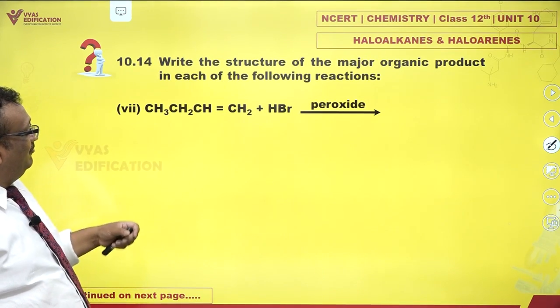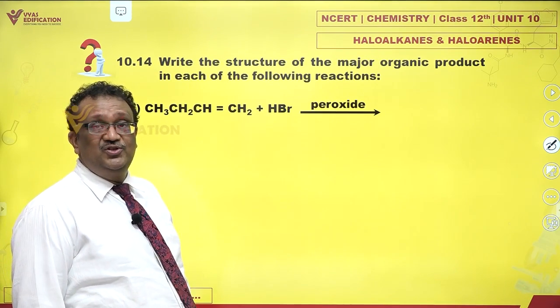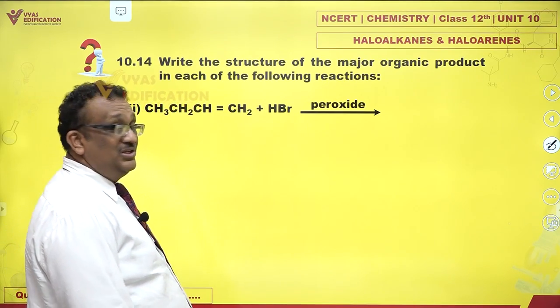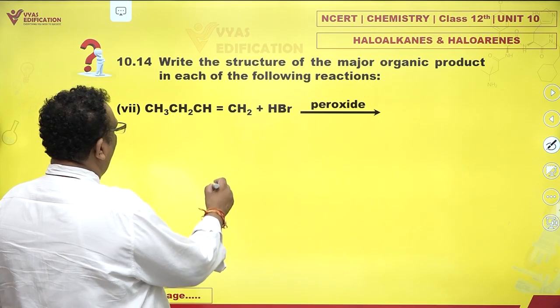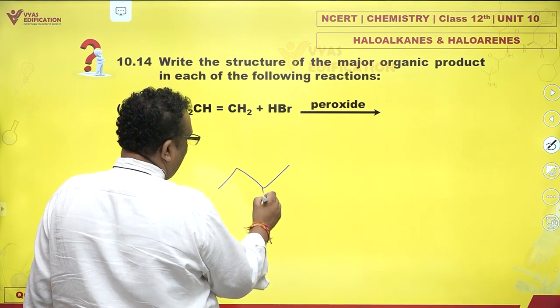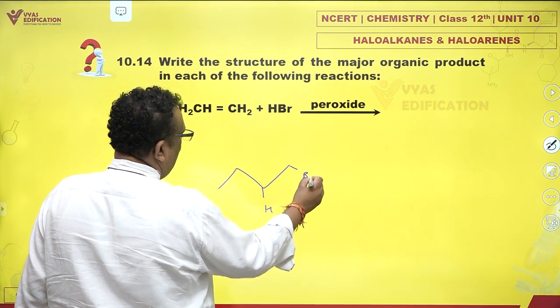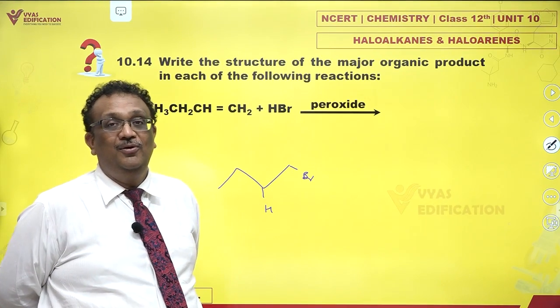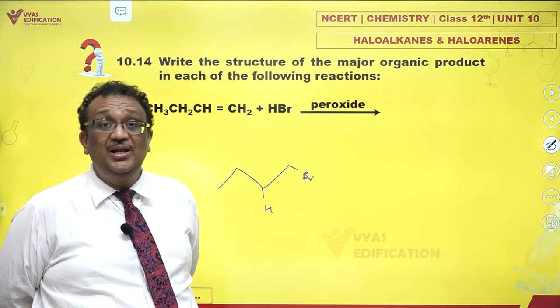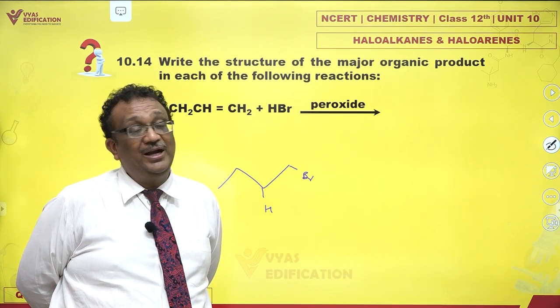We have 1-butene with HBr in presence of peroxide. And this is the Kharasch effect or anti-Markovnikov addition. What do I get? I get H and Br added like this, anti-Markovnikov, 1-bromobutane. That is the answer, and the mechanism goes by radical mechanism.